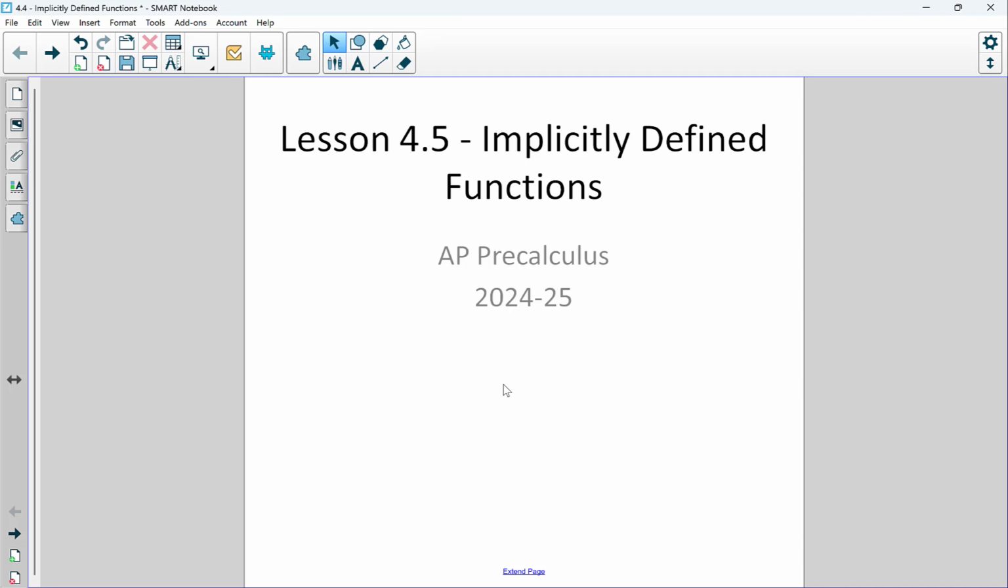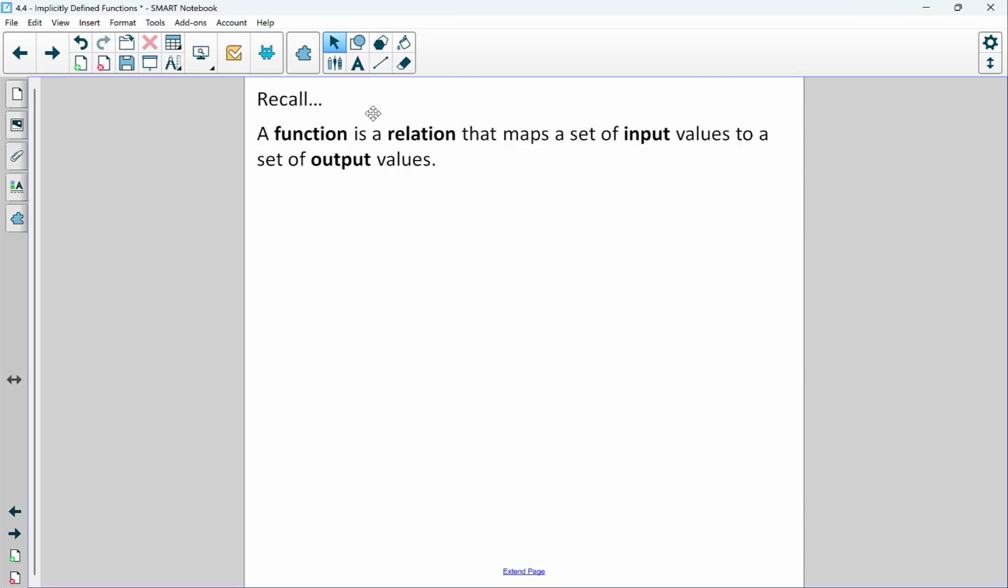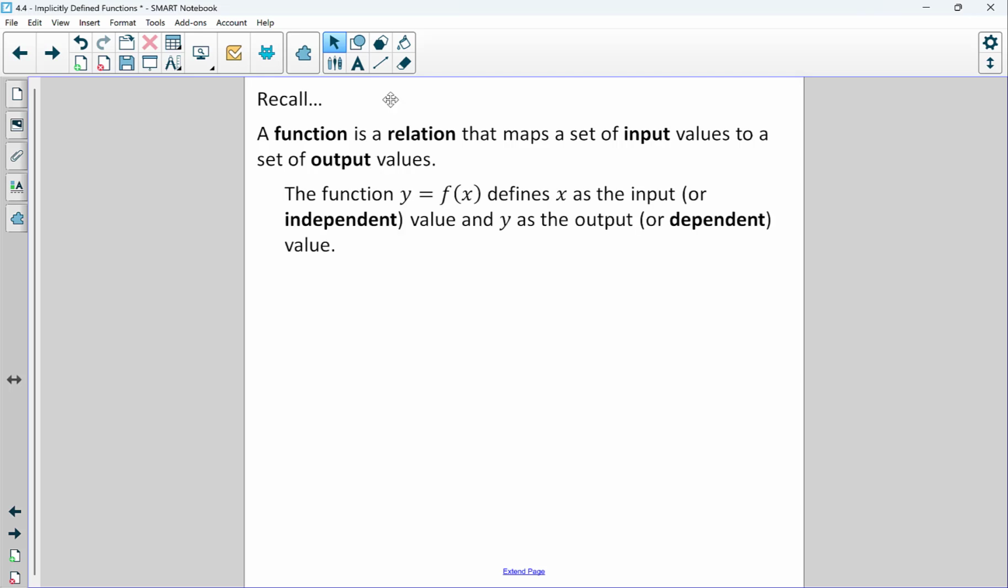Lesson 4.5, Implicitly Defined Functions. Recall, we've done a lot of work with functions this year, and the basic definition of a function is that a function is a relation that maps a set of input values to a set of output values. Given the function y equals f of x, we would say that we're defining x as the input or independent value and y as the output or dependent value.